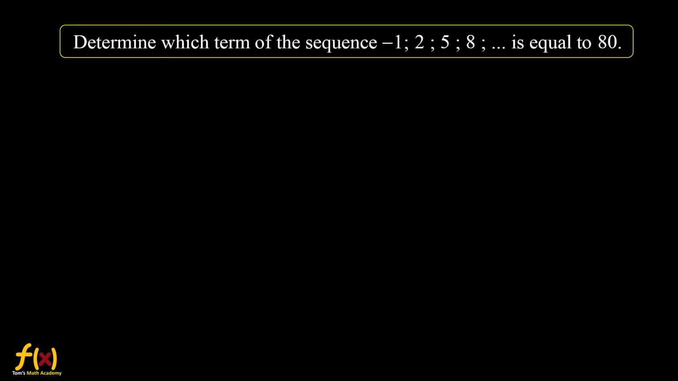Determine which term of the sequence minus 1, 2, 5, 8, etc. is equal to 80. Which term? So we are going to find out the value of n. We start calculating the common difference. Common difference is 3. We have no idea whether it is arithmetic, but now we are sure that the common difference is the same number, that is 3. So we can say that it's an arithmetic sequence.